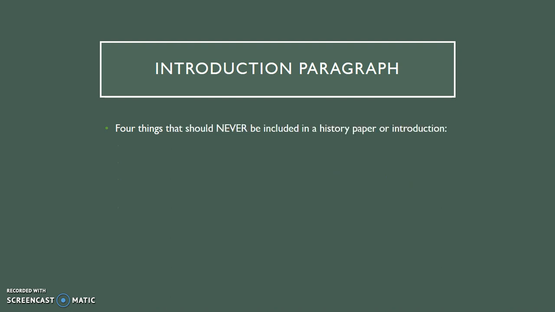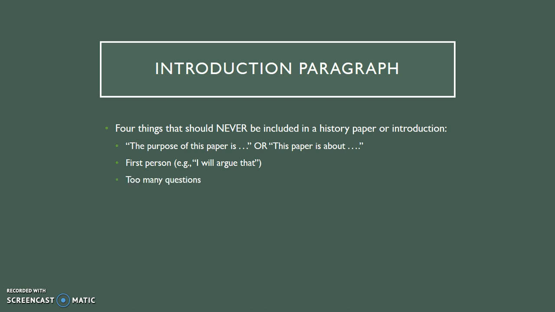Now, when writing an introduction paragraph for a history paper, there are a couple of things that you should never include. One of them is this statement: the purpose of this paper is, or this paper is about. Never ever include that information. Also, no first person. What they mean by first person is pronouns like I, me, we. That should not be included at all in a history paper. So you should never say, I will argue that. You have to change it around. The language cannot be in first person.